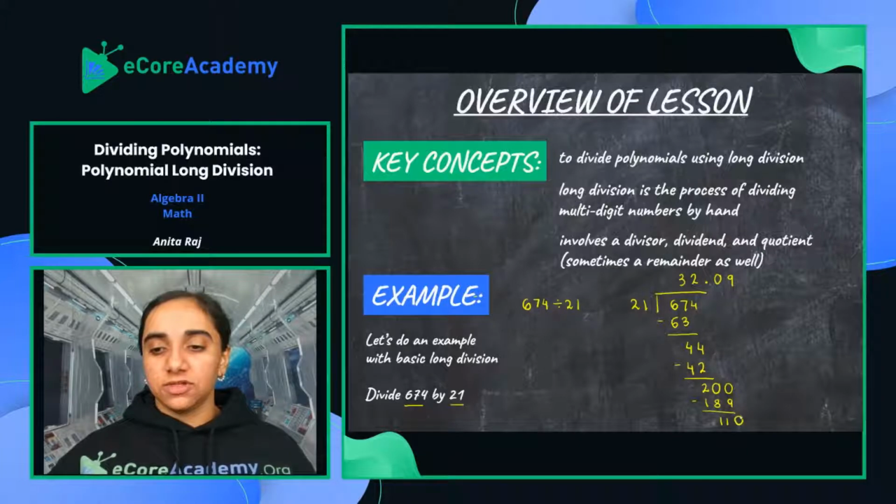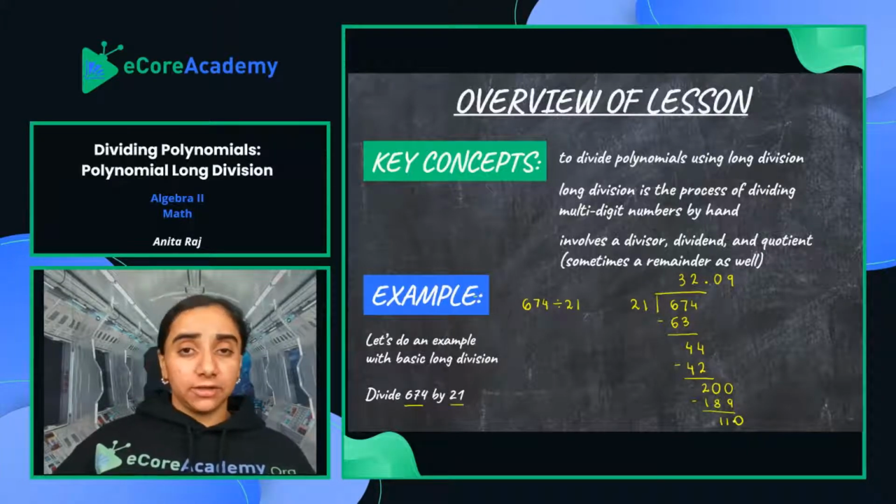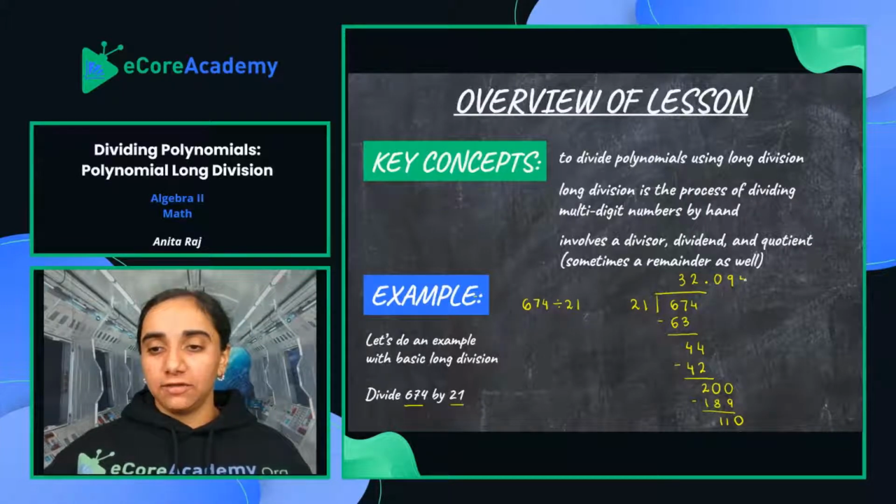And we're going to add another 0 to the end here because we're not done yet, because 21 can't go into 11, but 21 can go into 110 evenly. It can go 5 times. 5 times 21 is going to give you a perfect 110.